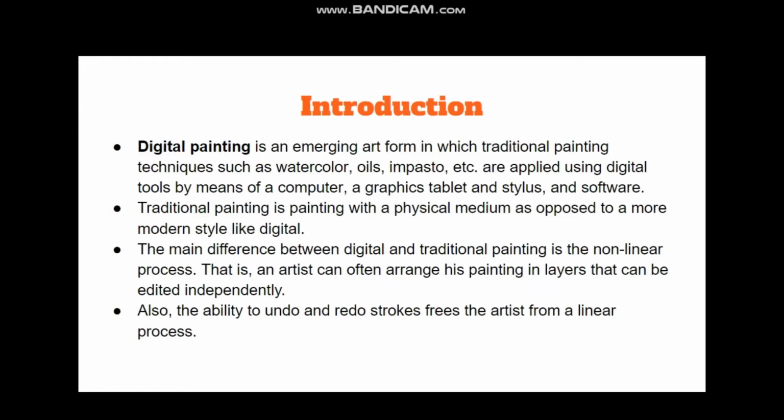Introduction. Digital painting is an emerging art form in which traditional painting techniques such as watercolor and oil impasto are applied using digital tools, by means of a computer, a graphics tablet and stylus, and software. Traditional painting is painting with a physical medium, as opposed to more modern styles like digital. The main difference between digital and traditional is the non-linear process. That is, an artist can often arrange his paintings in layers that can be edited independently, like in Adobe software.